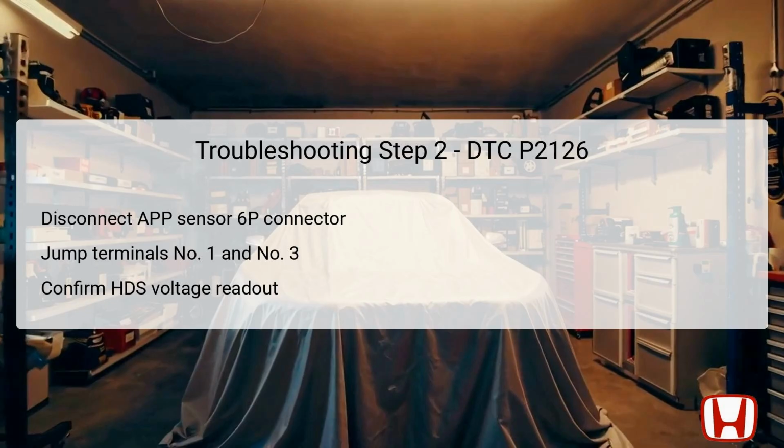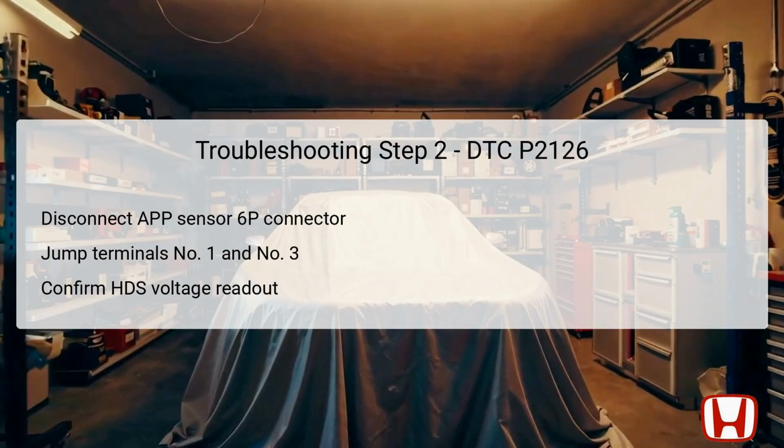Subsequently, turn the vehicle to the on mode and check the HDS for the APP sensor B voltage. Under normal conditions, this voltage should be more than 0.23 volts. If this output is achieved, it signifies that the accelerator pedal module may be at fault.